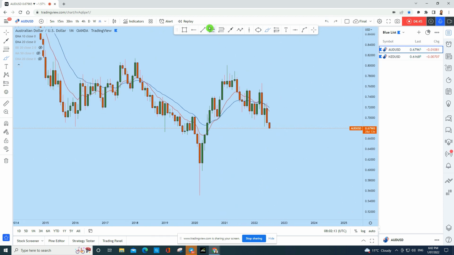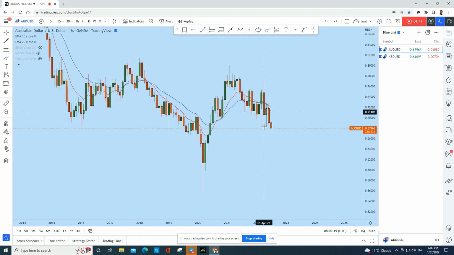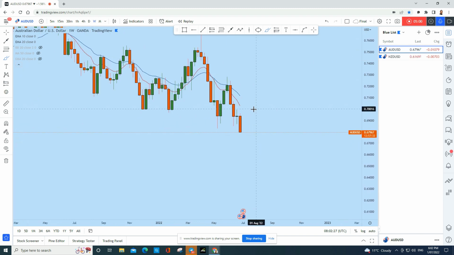Now at this point we can expect Aussie dollar to continue to drop, as this monthly channel has been broken, the support has been broken, and we can expect Aussie dollar to continue to drop. And now, if you look at the weekly, the past week there was a doji formed. This is a narrow doji. After a big move followed by this doji, now we can expect another big move to the downside.